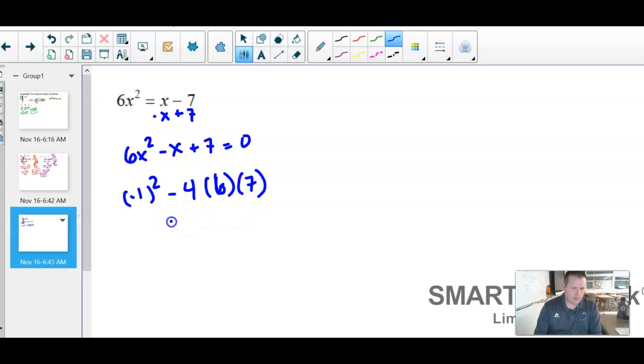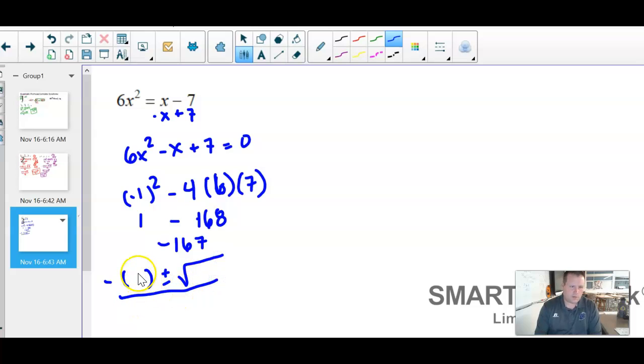So this is going to give me 1, and then -168, which will give me -167. And then I can go to my next one, -b plus minus square root divided by. So b goes here, which b is -1. So -1 goes there, -167 goes there, and then 2a, that would be 12 that goes right there.